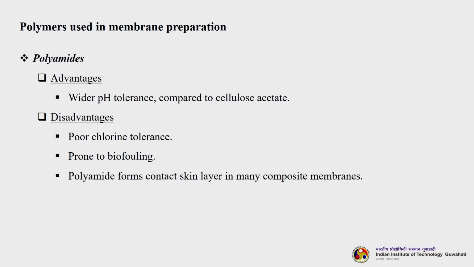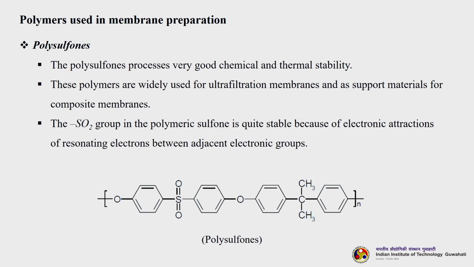And let us understand what are the advantages and disadvantages of polyamides. The advantage is wide pH tolerance compared to cellulose acetate. So, you can use it without any hindrance for different water and wastewater treatment processes, and the disadvantage is again poor chlorine tolerance, and it is prone to biofouling, and polyamide forms the contact skin layer in many composite membranes. So, when we are preparing a composite membrane using a polyamide, it will form another type of skin layer in the composite membrane itself, thereby providing an additional resistance to the already existing resistance.